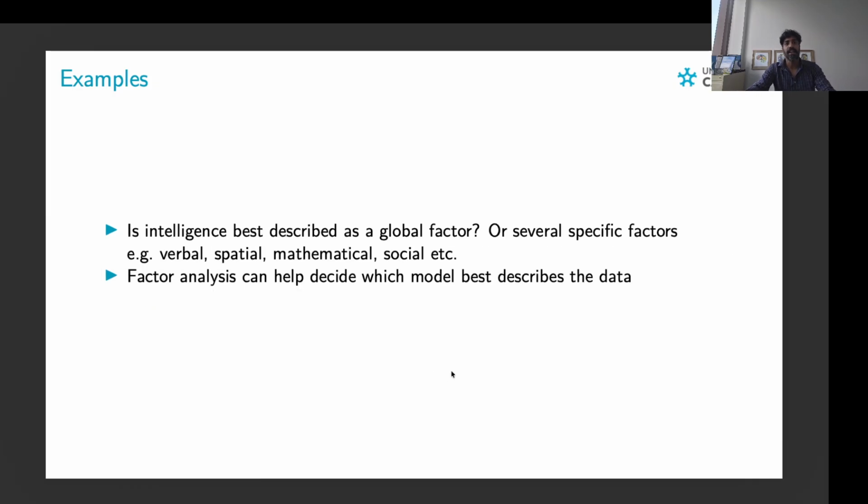And so is intelligence best described as a global factor, or are there several specific factors? So back to this example, you may look at an IQ test, and then when you look at the individual items, you see actually these ones cluster on questions relating to verbal intelligence, and these ones cluster on items relating to spatial navigation. And here are ones that are really mathematically focused. And here's one that really measures social intelligence. And so these clusters of items are your factors, right? So when you have that clustering occurring there.